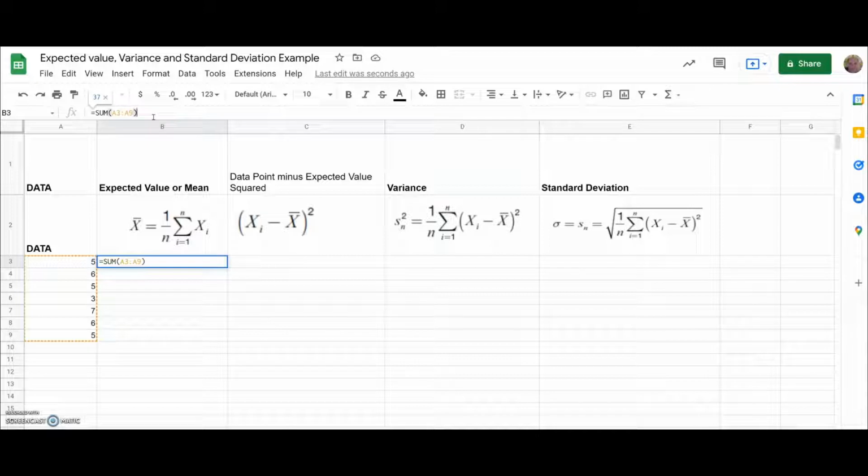The average is the sum divided by the number of data points, like our formula over here says. So I'm going to go ahead and divide it by 7. And here it is, my expected value or mean. Very, very easy, right? So next, let's talk about how to find variance.